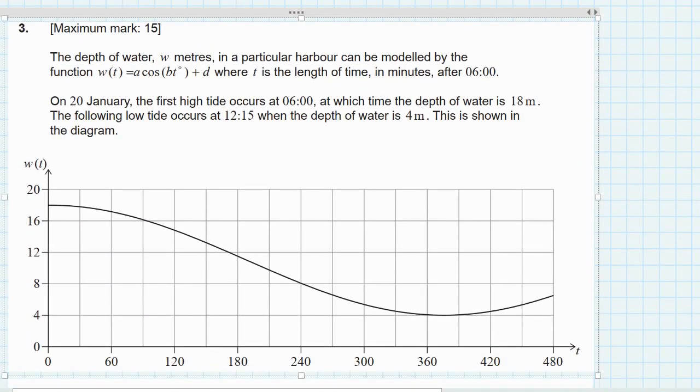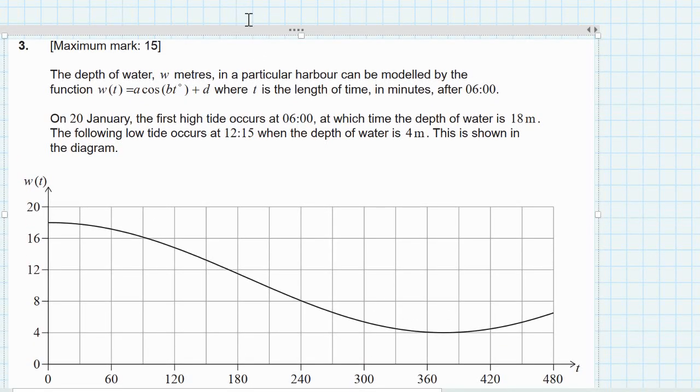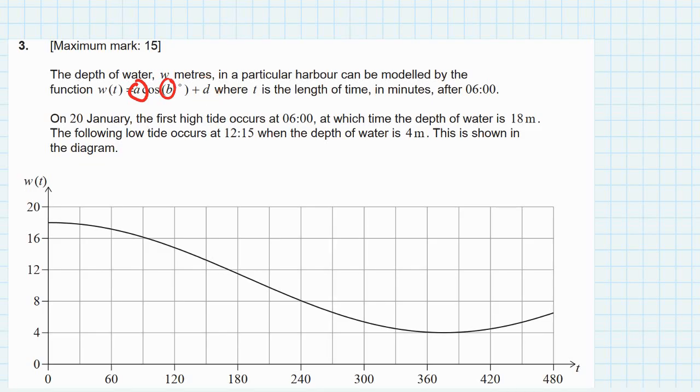Okay, this question is about sinusoidal functions. Before we work on this, let's discuss a little bit about sinusoidal functions so we are on the same page. First, I want you to focus on these three variables: A, B, and D. Let's discuss them one by one.